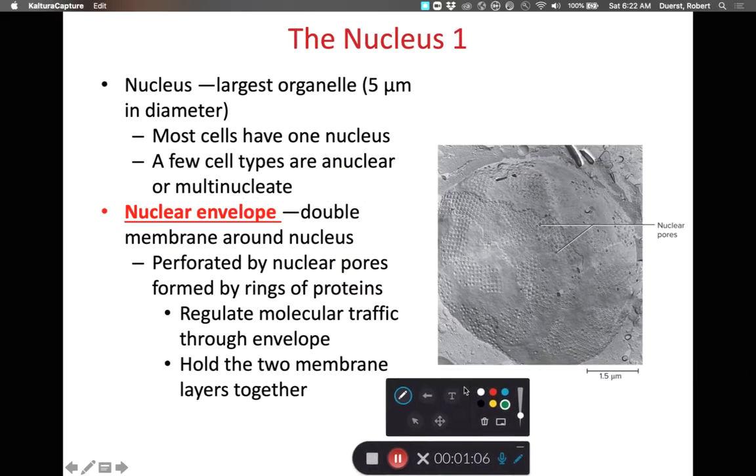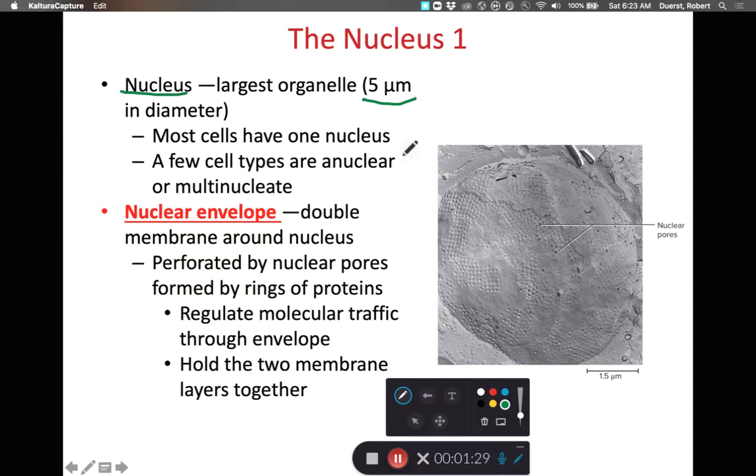So when we're looking at the nucleus, it is the largest organelle within the cell. It's approximately 5 micrometers or microns in diameter. It's quite easily visible with a visible light microscope or a cheap over-the-counter microscope. You can even see a nucleus with a $30 microscope if you wanted to.